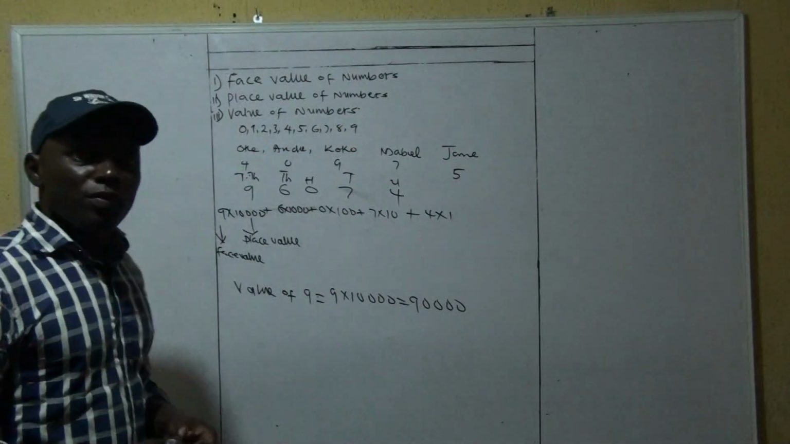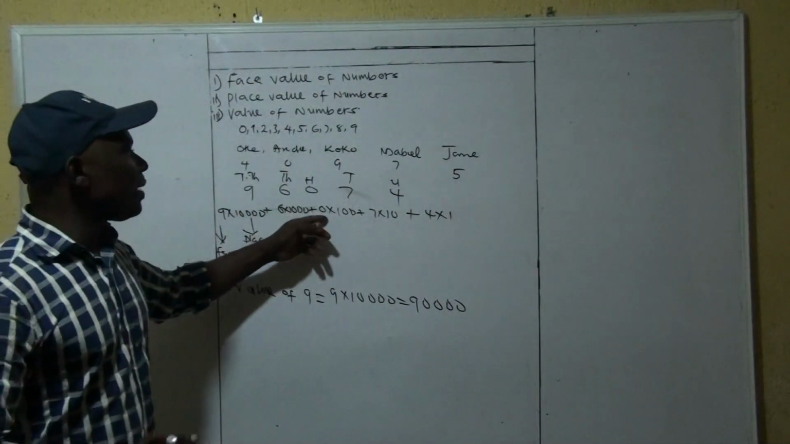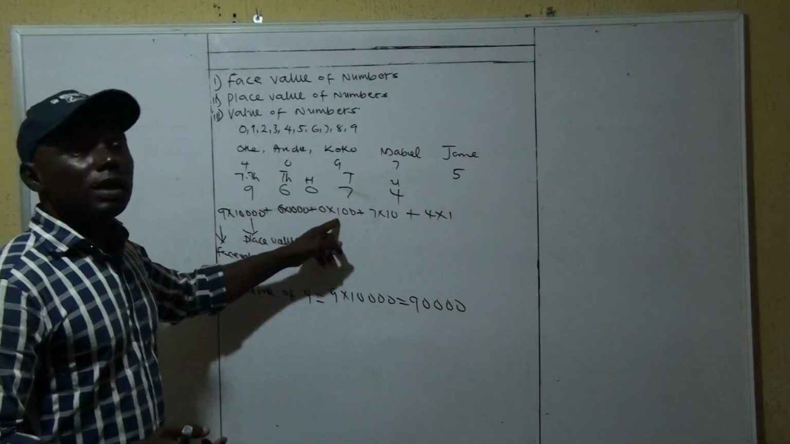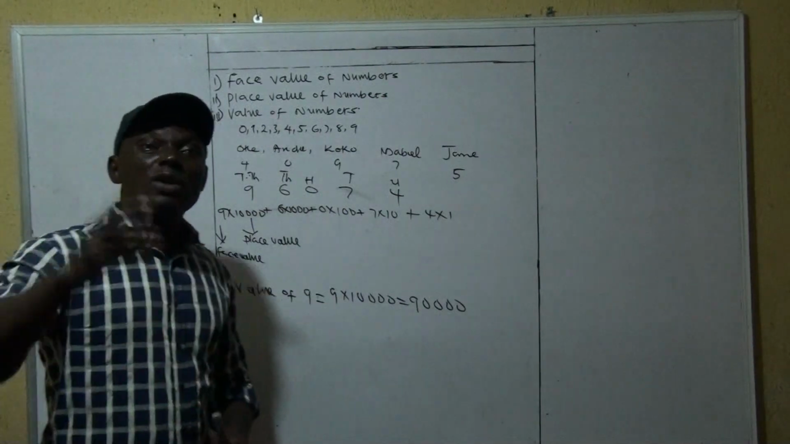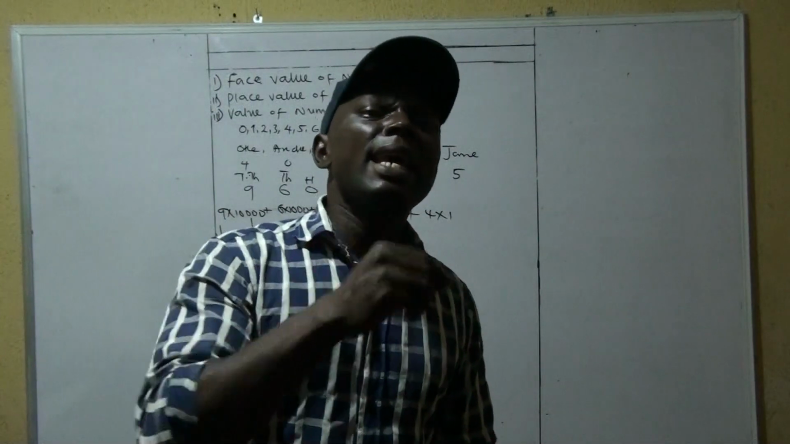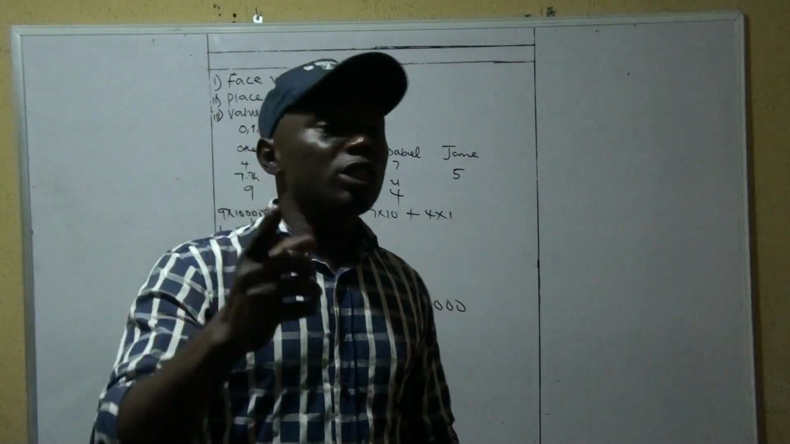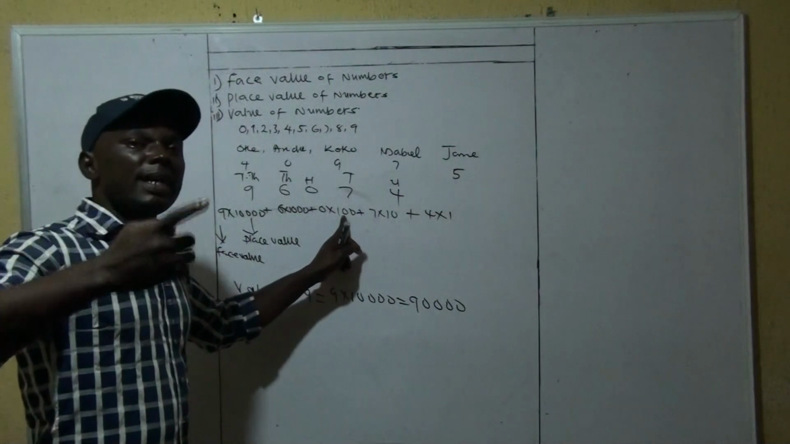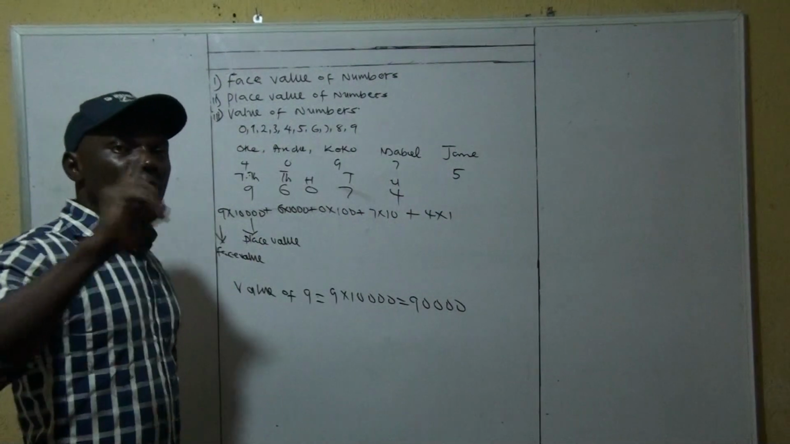Now for us to be very clear, let's go to 0. The face value of 0 is 0. The place value of 0 is 100. So the value of 0 there is 0. Listen attentively: the value of 0 in any position is always 0. But though the value is 0, the position usually exists, the place value exists. So that's the difference between value and place value.